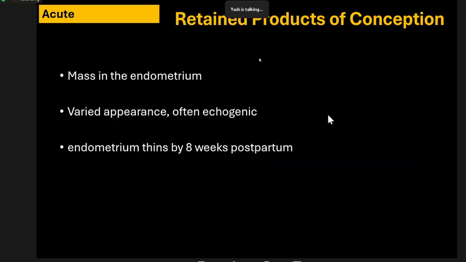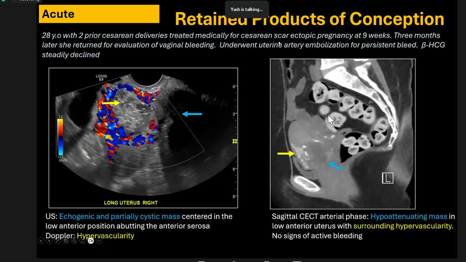Moving on, retained products of conception. In normal delivery, we also see RPOC in the endometrium. In C-section, we see RPOC too. They can happen in the regular endometrium. They can also happen at the scar site. So this is a patient in which there was a C-section scar ectopic, again something we'll talk about in chronic complications.